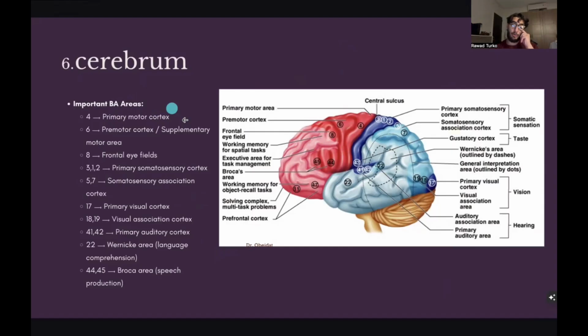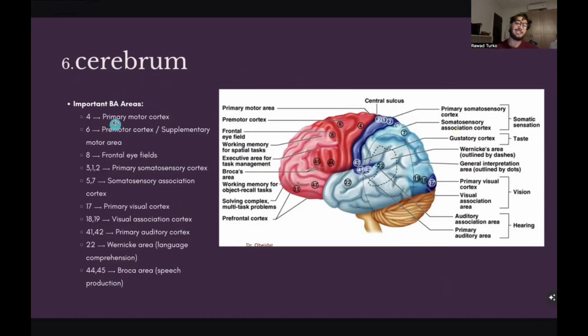So four is primary motor cortex. First of all, you have the central sulcus separating the frontal lobe from the parietal lobe. All right, and anterior to the central sulcus, you have the primary motor cortex. So this is Brodmann area 4. Any lesion at the primary motor cortex would cause an upper motor neuron lesion. This is where the majority of the fibers from your corticospinal tracts are going to be originating, which means if you have a lesion there, that's going to be an upper motor neuron lesion.